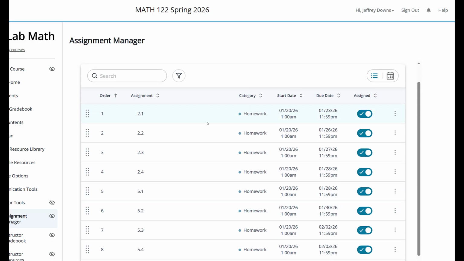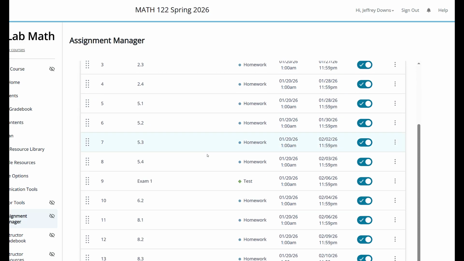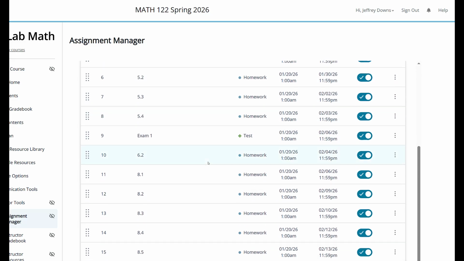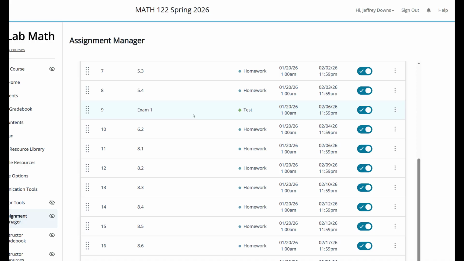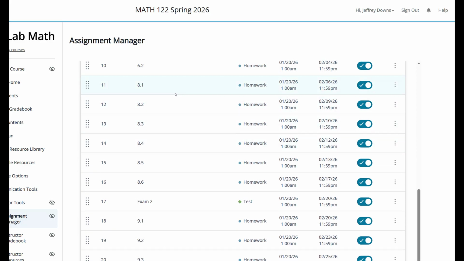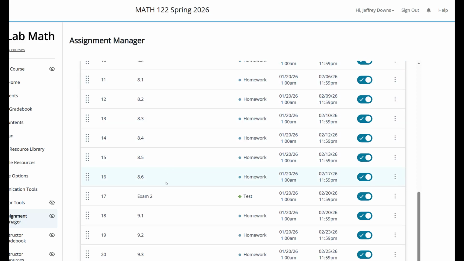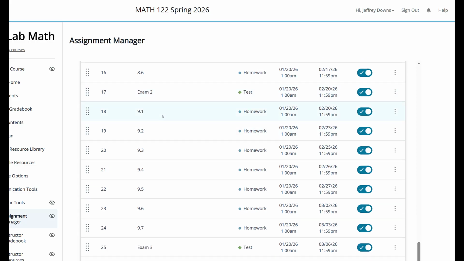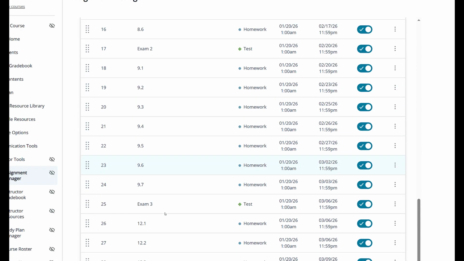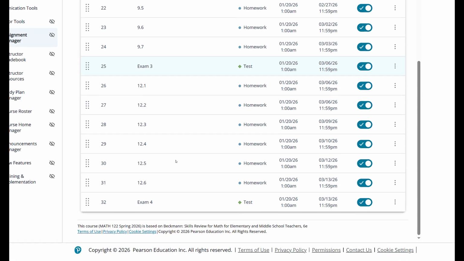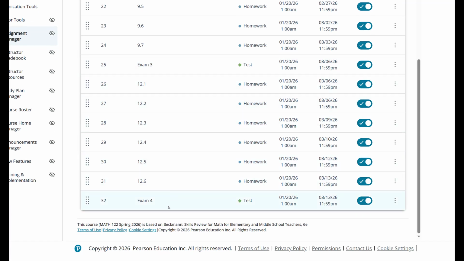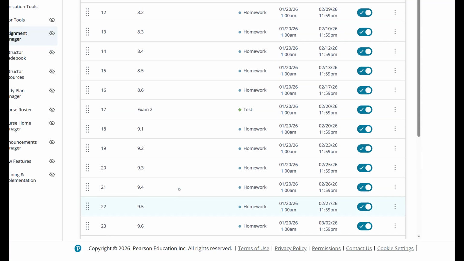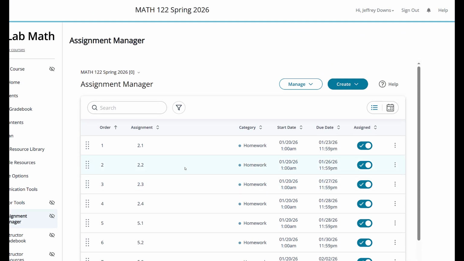We have our Chapter 2 material, then we do some Chapter 5 material. Then we have our exam over 2 and 5. Then we have Chapter 6, 6.2 only. Then Chapter 8 material, then we have our exam 2. Then we have some Chapter 9 material on exam 3. Then Chapter 12 material, and then exam 4. So that's basically what we're going to be covering in this class.